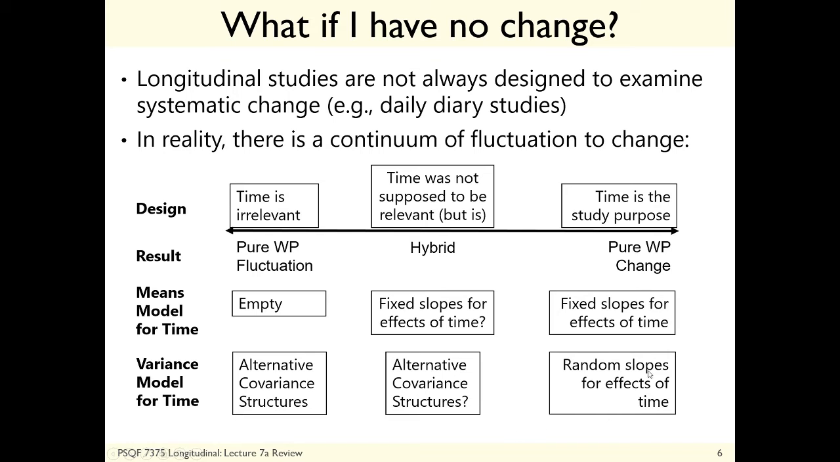If that is the case, like the psoriasis example that we looked at, this is chapter 4, if time is pretty much irrelevant, there's no change, then the model for the means may not need anything in it to handle change over time because there is no change. The model for the variance would likely use alternative covariance structures, probably with a random intercept and those kinds of things.